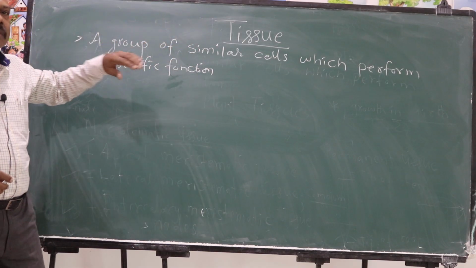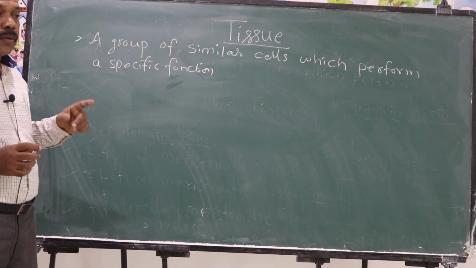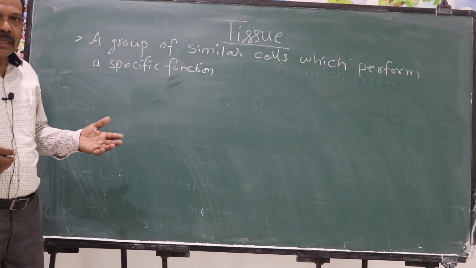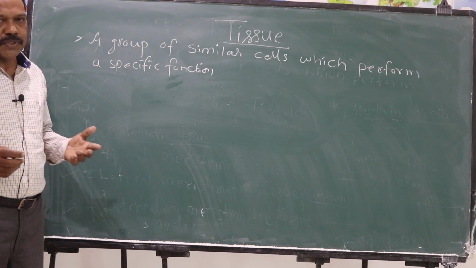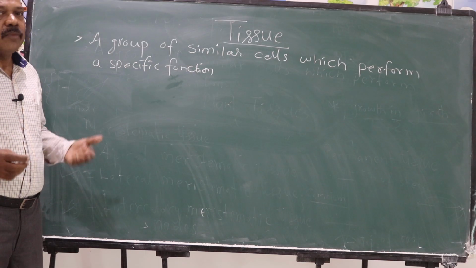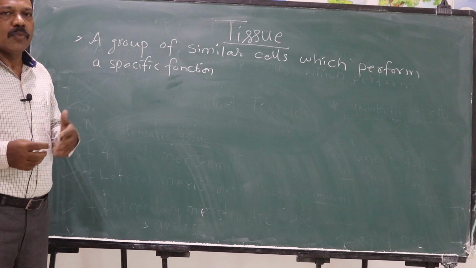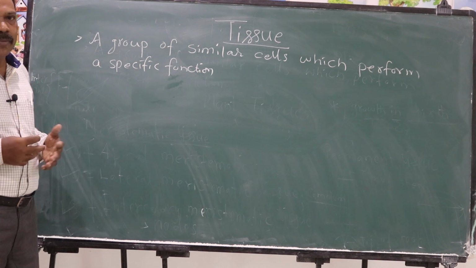And tissues are present both in plants as well as in animals. All the living things have tissues, provided they are multicellular organisms. In unicellular organisms, the whole body is made up of only one cell, a single cell. So there is no question of tissues there. In multicellular organisms, these cells are grouped together to perform specific functions. It's a kind of division of labor.